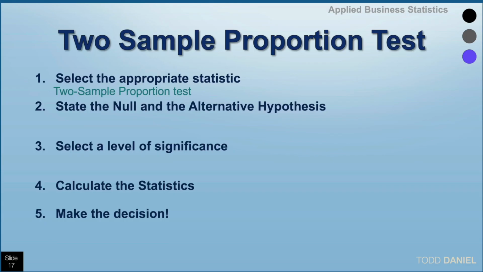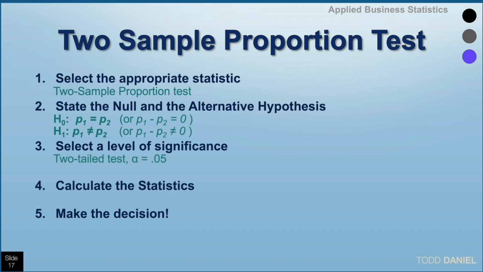Now, step number 2 is to state the null and alternative hypothesis. We are going to be using the two-tailed test. Therefore, the null hypothesis, P1 equals P2, or P1 minus P2 equals 0. And the alternative, P1 does not equal P2, or P1 minus P2 does not equal 0. For the level of significance, we're going to stick with our traditional two-tailed test at an alpha level of 0.05.